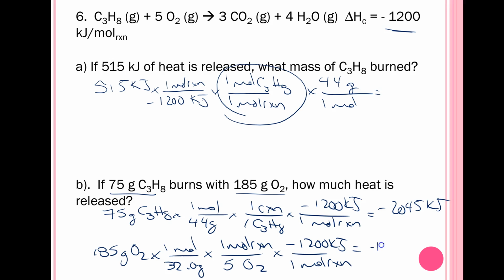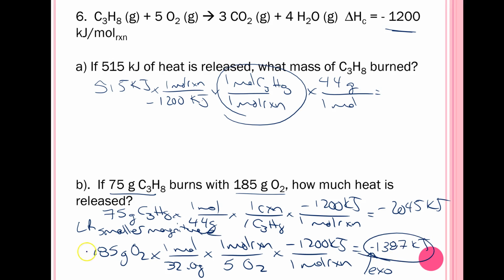And this one's negative 1387 kilojoules. Now, normally when we do limiting reactants, we always go with the smaller number. Well, since these are negative numbers, you might get a little confused, but let's remember that only means it's exothermic. So if we're doing the limiting reactant, we want the smaller magnitude. In this case, oxygen is the smaller magnitude because it's the limiting reactant.